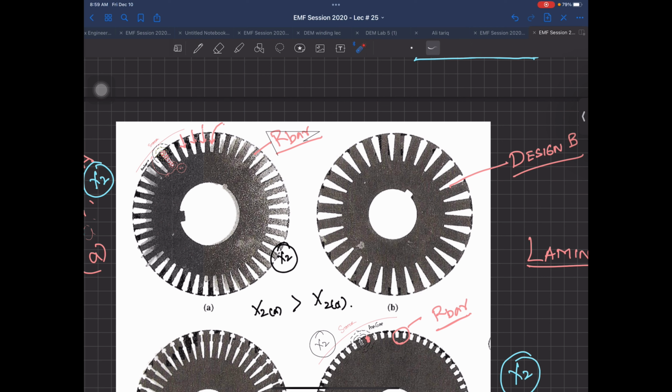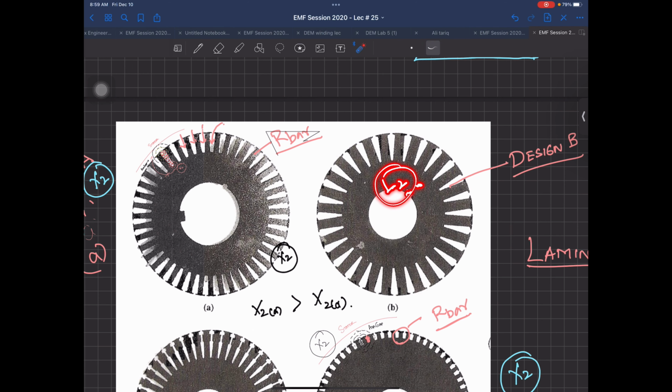The bars are a little deep. Here, the bars do not have that much distance from the entry. Here they are going a little more deep, and your X2 in this case is going to be a little larger. Even at starting slip or at low slip, whatever happens, your X2 — let me not use the word X2, because X2 is always made up of 2 pi f L2. So let me use the word L2. So leakage inductance is going to be larger in this case.